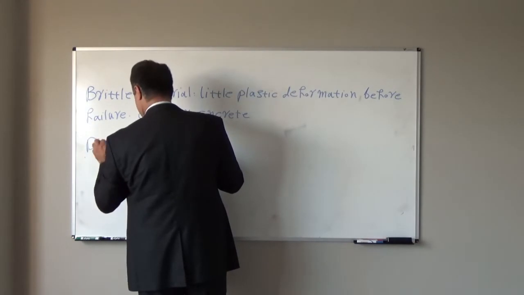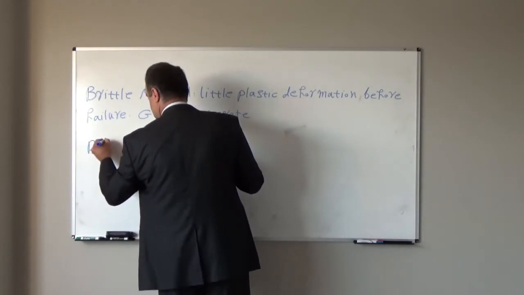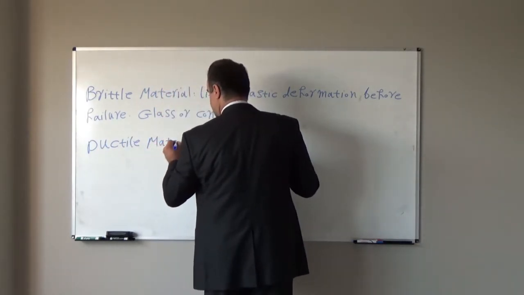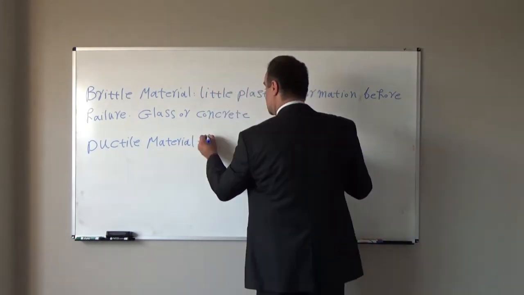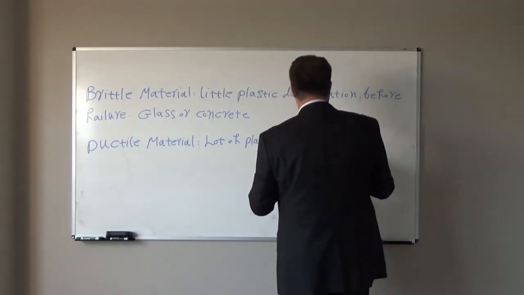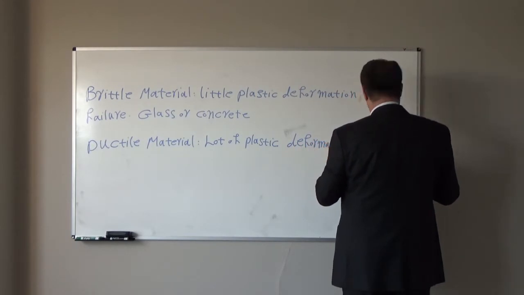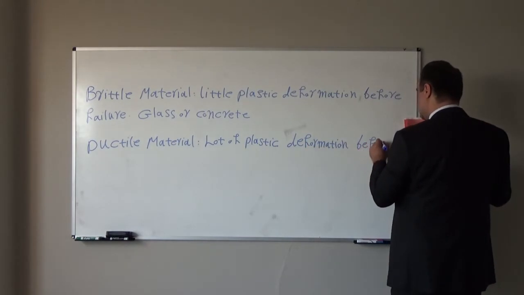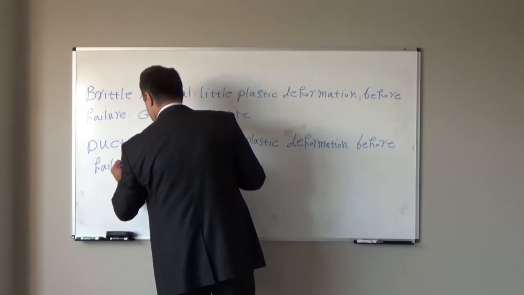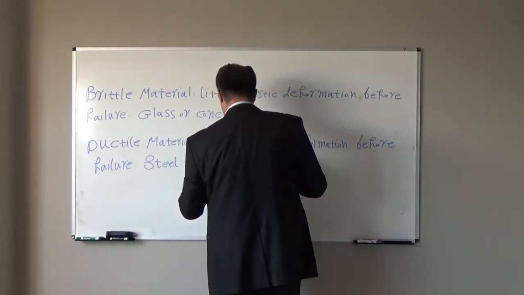Ductile material: lots of plastic deformation before failure, such as steel or rubber.